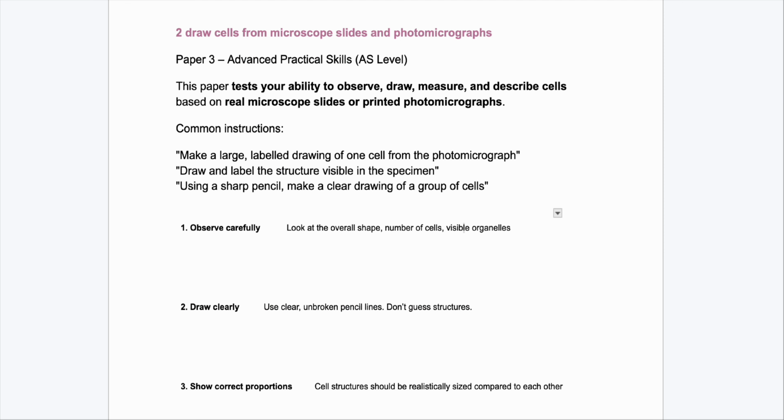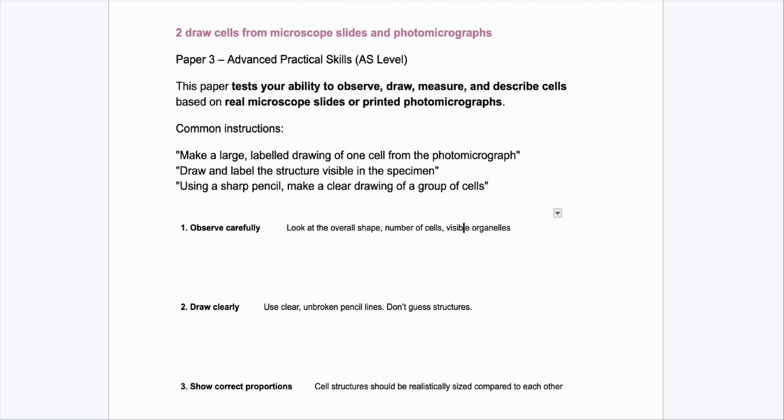Subtopic 2 is draw cells from microscope slides and photomicrographs. So if you were in a school learning this, you'll have to do the actual practical work to practice this, where they'll give you a microscope and you have to look through it and look at the cell, and then you have to copy that, draw that exact cell you saw onto paper and label it. I'm not sure if they will bring an actual microscope into the exam and you have to look through it and then draw it. Maybe, who knows.